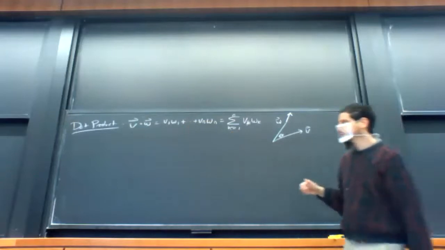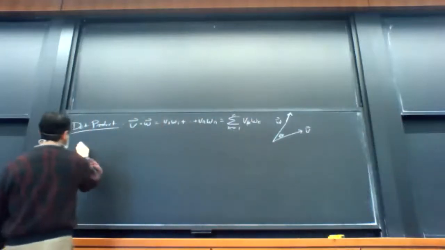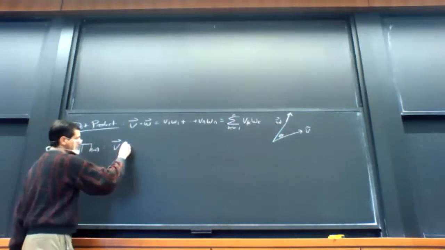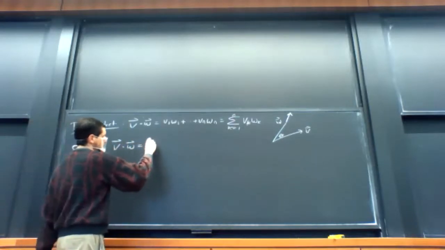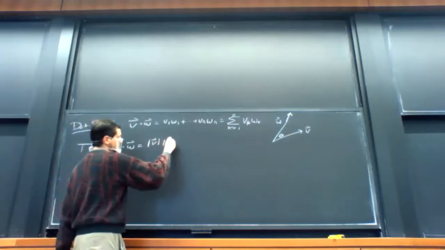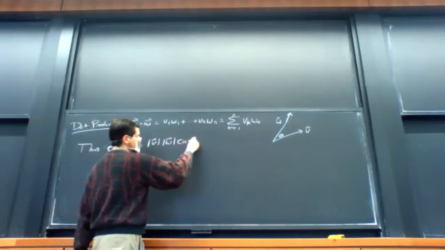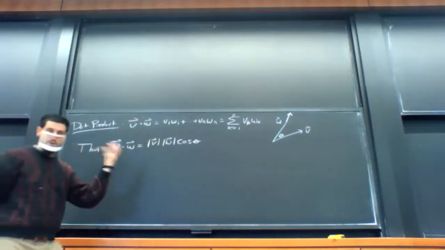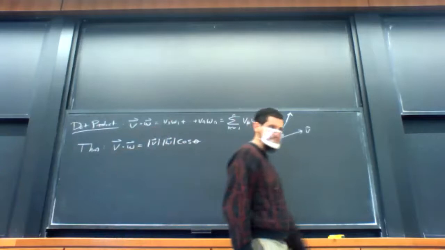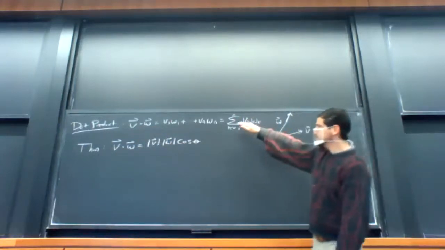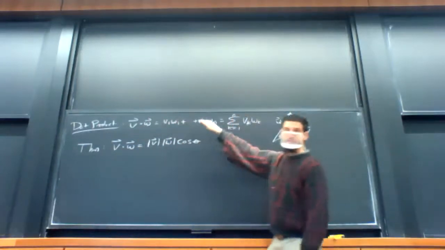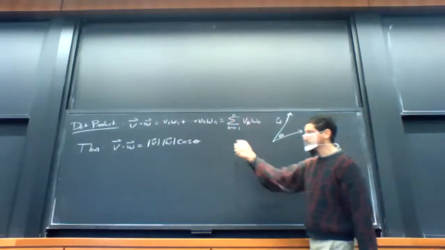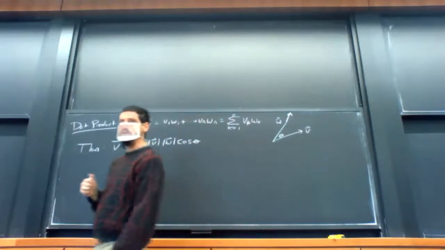Okay. And so the theorem is that v dot w is the length of v, the length of w, times the cosine of the angle between them. So there's real content to this. The definition of the dot product is just this expression. The content is that this is equal to the length of v, length of w, times the cosine of theta.